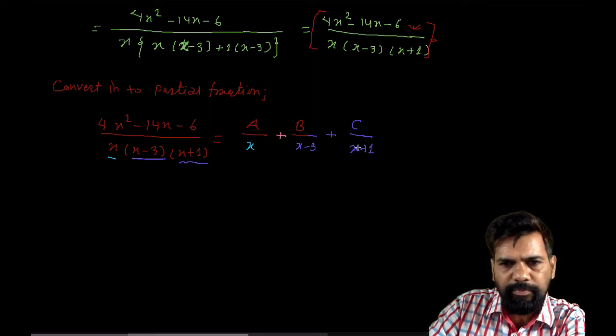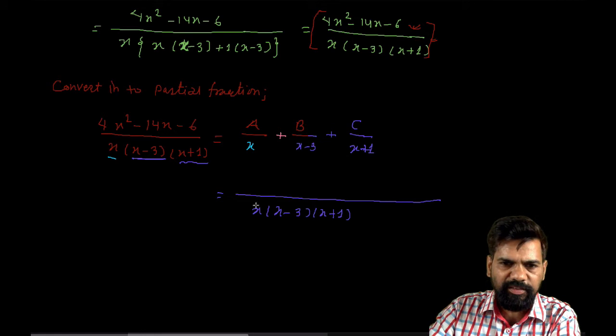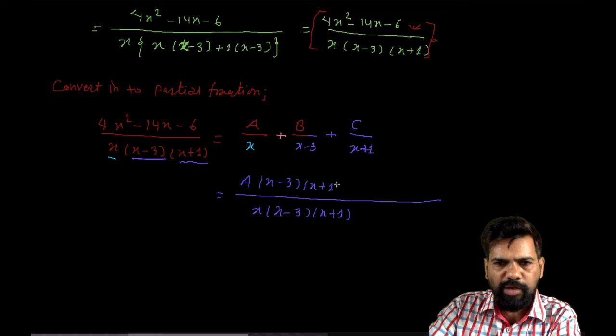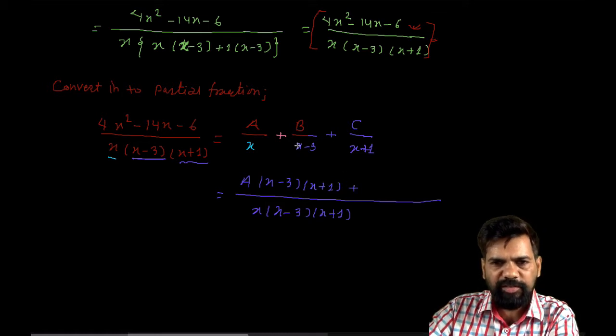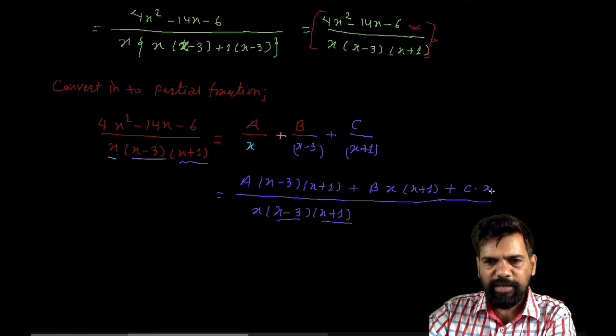Okay, now take the LCM on the right hand side. We'll have x, x minus 3, x plus 1. Then this x and this x cancel. A times x minus 3, x plus 1, plus, x minus 3 and x minus 3 are cancelled, so we'll have B times x, x plus 1, plus C. This x plus 1 and x plus 1 cancel, left C times x minus 3.